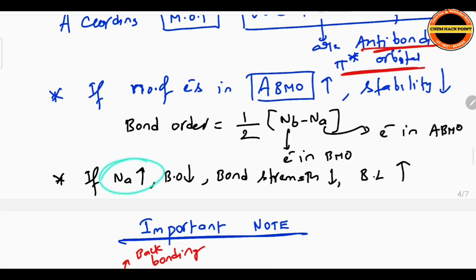If the number of electrons in ABMO increases, bond order decreases. Bond order is directly proportional to bond strength, and bond strength is inversely proportional to bond length. Finally, bond length increases.